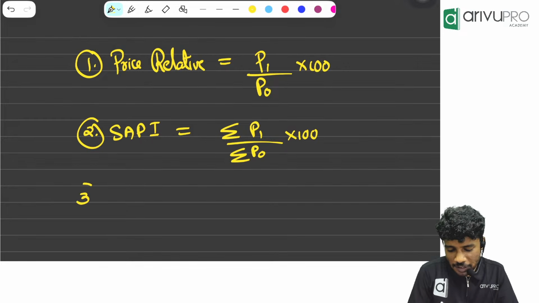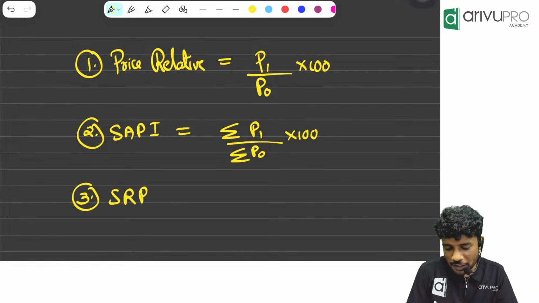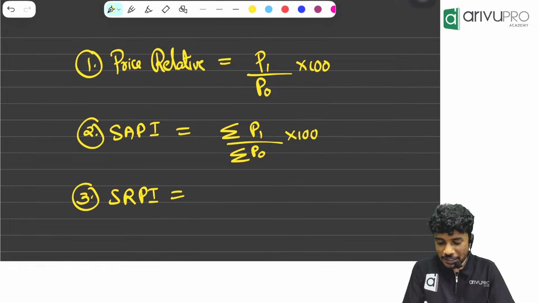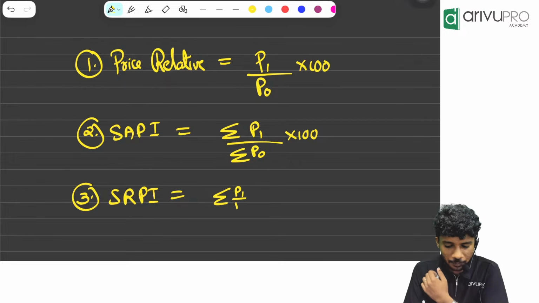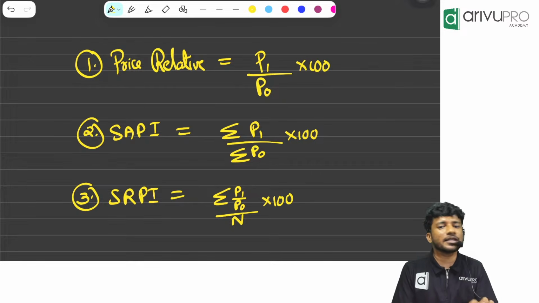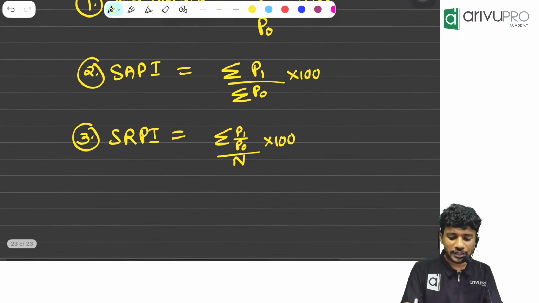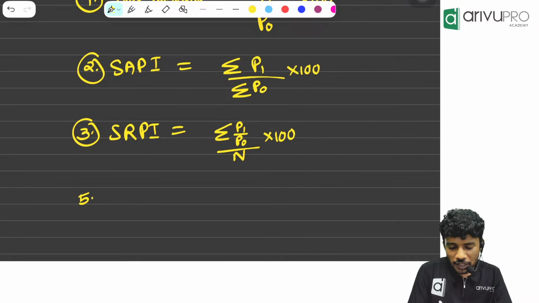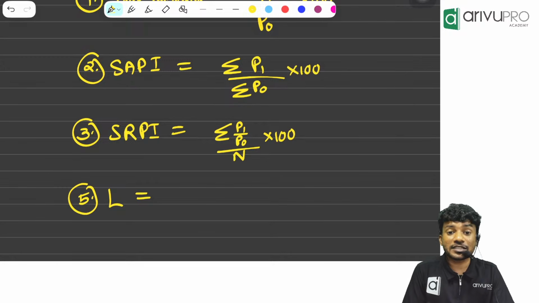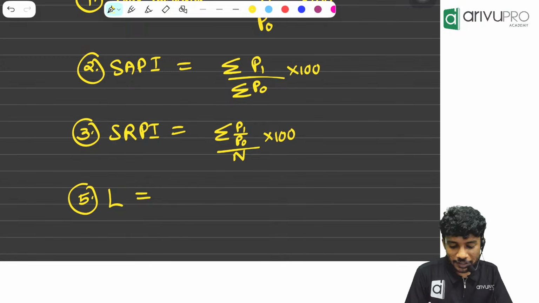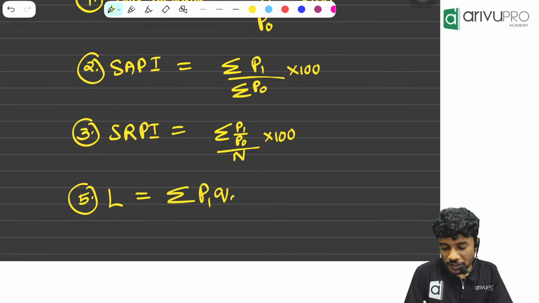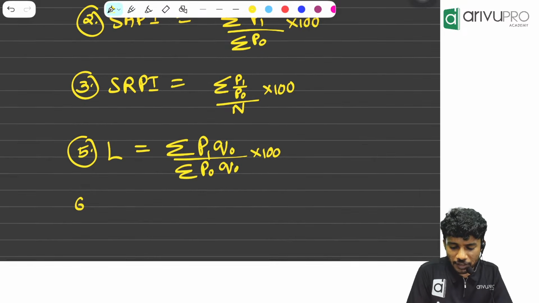100. Then the third one we learned was SRPI, or symbol relative price index, that is summation of P1 by P0 divided by N into 100. What is this N, people? Number of commodities. How many ever commodities were there? Then we learned about our Laspeyres index number. Laspeyres was what, people, which is taking as the weight over there the base year quantity. So summation of P1 Q0 divided by summation of P0 Q0 into what, people? 100.